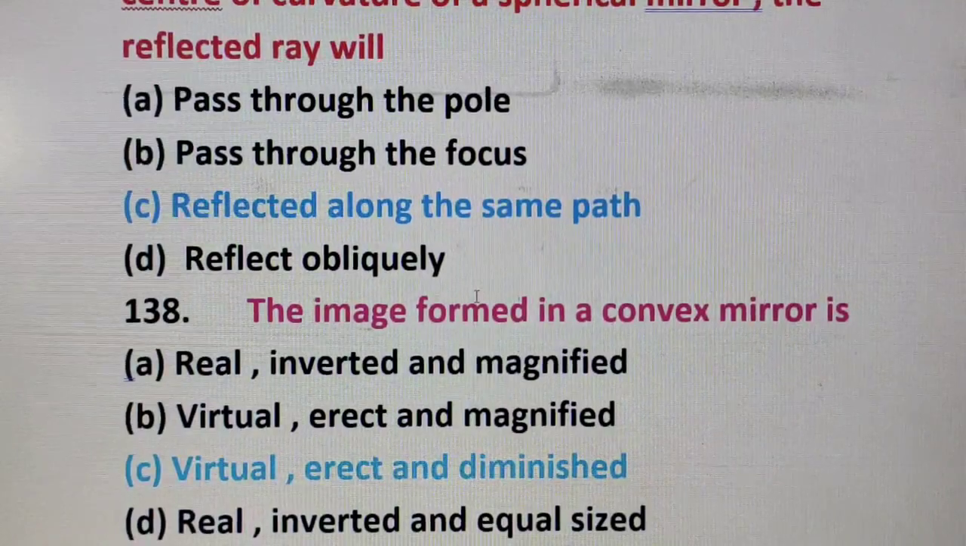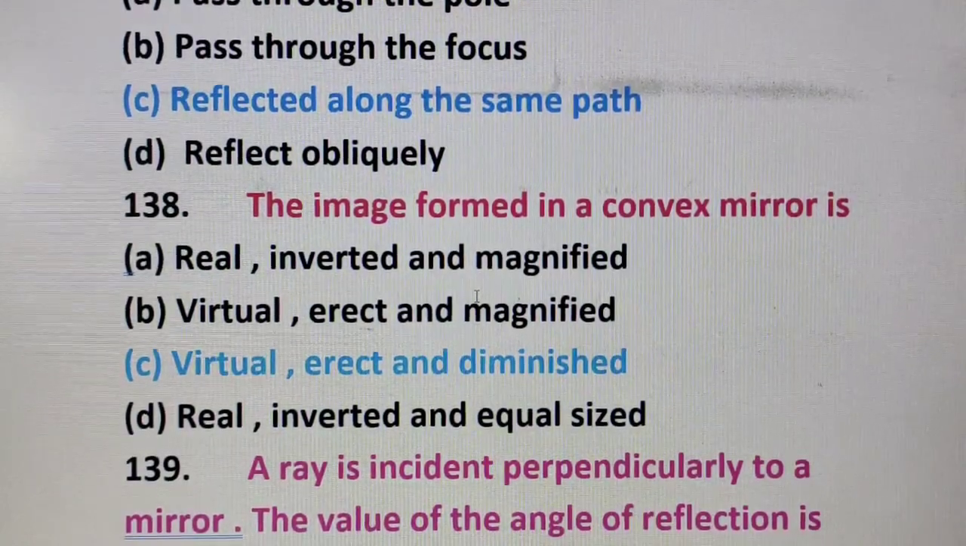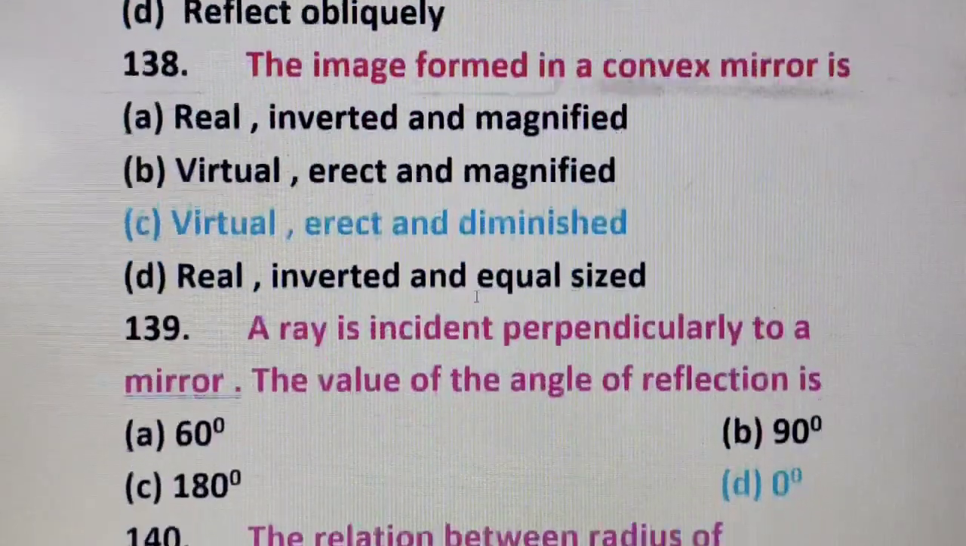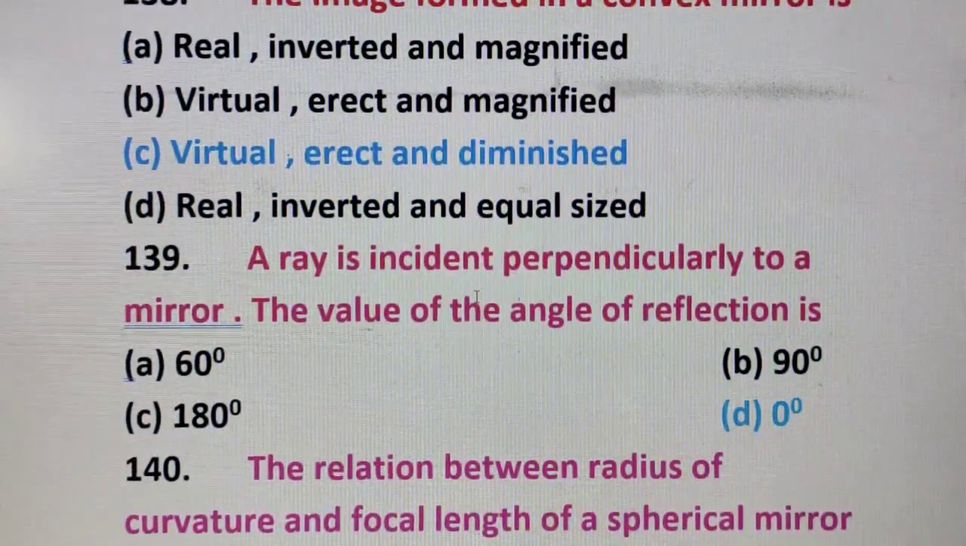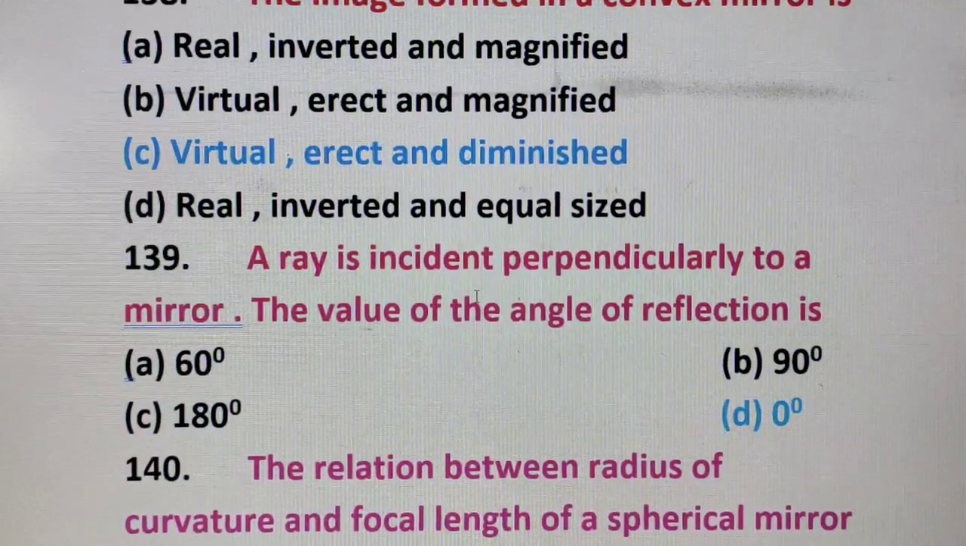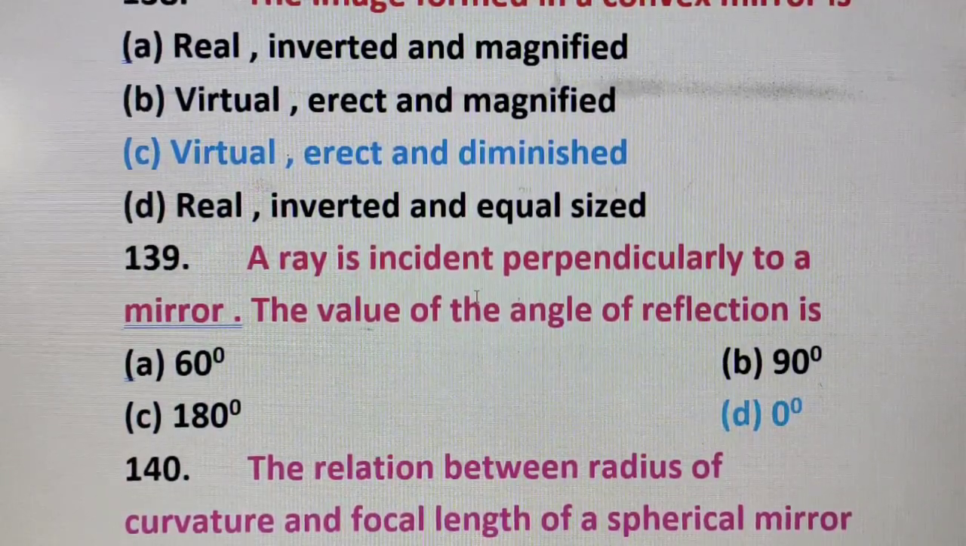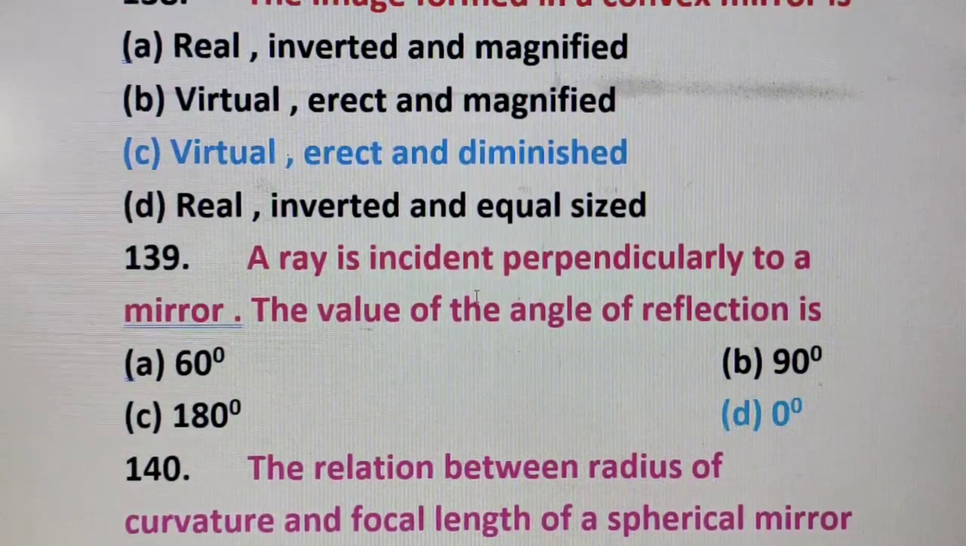The image formed in a convex mirror is virtual, erect and always diminished in size, that is smaller in size. If a ray is incident perpendicular to a mirror, what is the value of the angle of reflection? Because when it is incident perpendicularly to the mirror, the angle of incidence is 0 degrees, hence the angle of reflection is also 0 degrees.